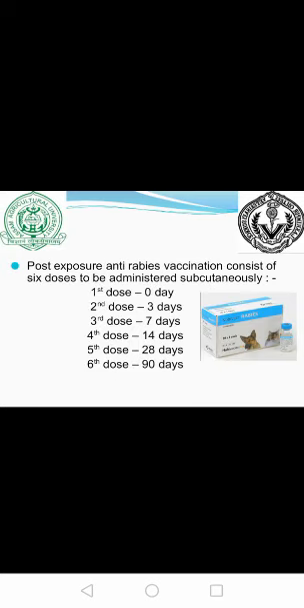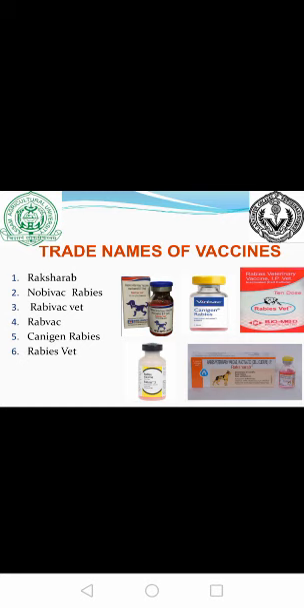Post-exposure anti-rabies vaccination consists of 6 doses to be administered subcutaneously. First dose to be given on day 0, second dose on day 3, third dose on day 7, fourth dose on day 14, fifth dose on day 28, sixth dose on day 90. Here I have mentioned some trade names of the vaccines such as Raksha-Rab, Novivec Rabies, Rabivac Vet, Rab-Vac, Canigen Rabies, Rabies Vet.